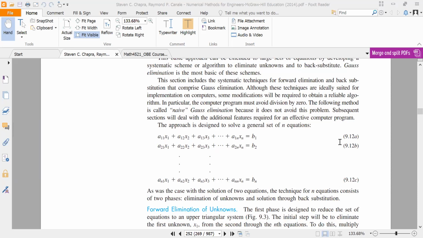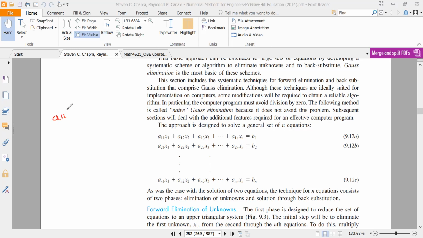In the elimination of unknowns, you have to eliminate in such a way that the coefficient matrix on the left-hand side becomes an upper triangular form. That means if we have these equations with us, we have to rewrite them in such a way. Let us illustrate this for a three-equation system.